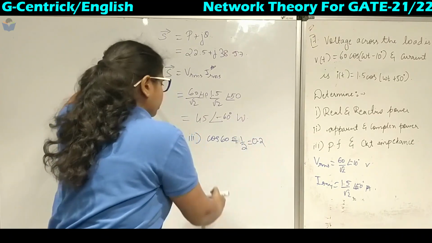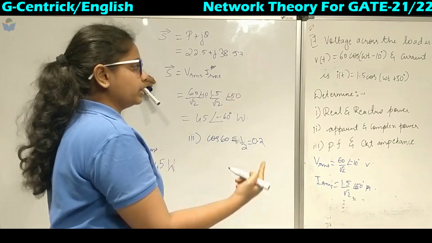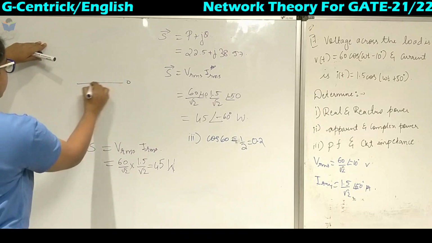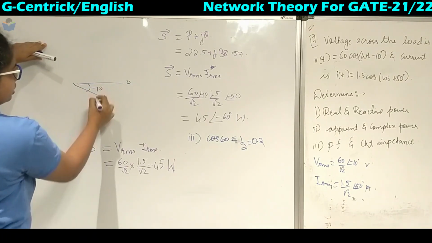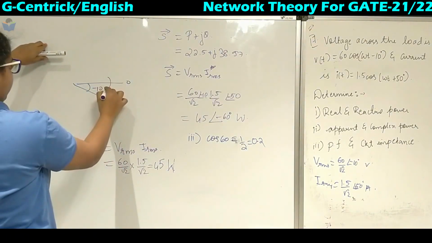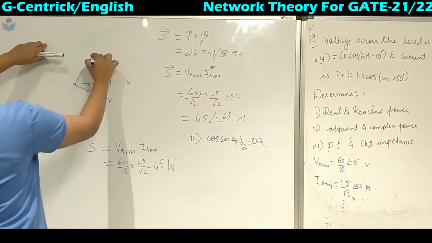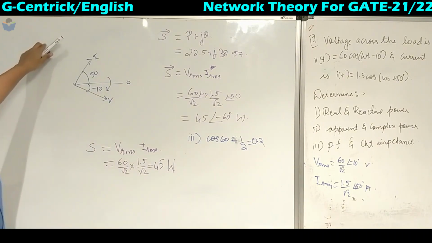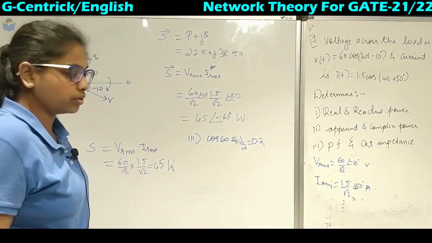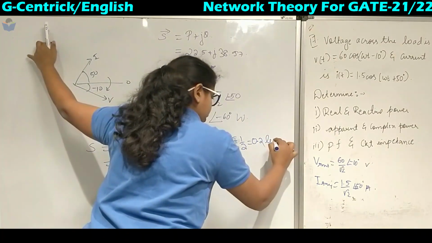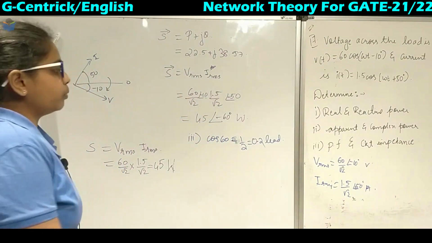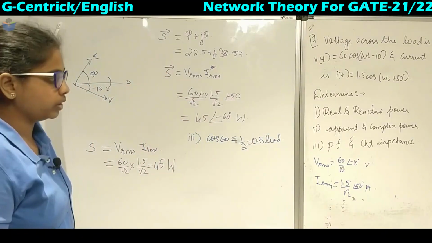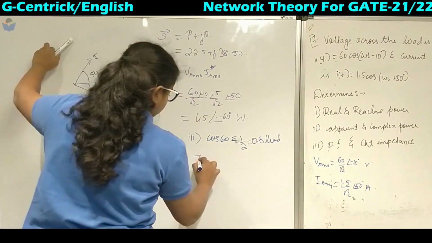It is 0.5, and it is leading. Which one is leading? The 50 is leading, right? Because here is 0 degree, this is minus 10, which is V, and this is the current, which is 50 degree. Current is leading the voltage. So this is possible only for a capacitive network. So what will you write here? 0.5 lead.